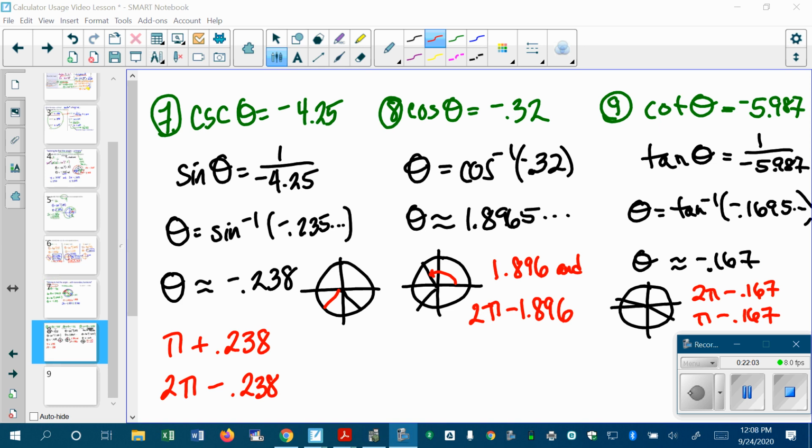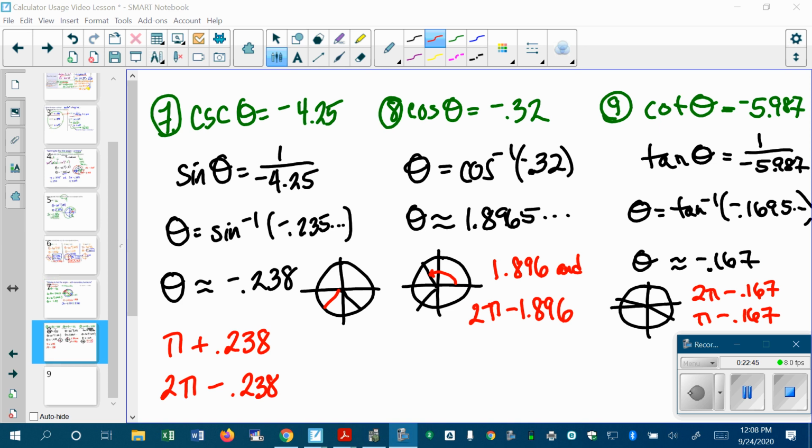And then for each of them, you just need to think about what quadrant should I be in. So for example, if cosecant is negative, your solutions need to be in quadrants 3 and 4, and they need to have the same reference angle. The reference angle is 0.238 radians. In number 8, cosine is negative. Cosine is negative in quadrants 2 and 3. So you need to take the angle that they give you on the calculator, and then you also need to figure out how do I end up landing in quadrant 3 with that same reference angle, the same bow tie angle of 1.896. So it's all the way around, but not the 1.896.